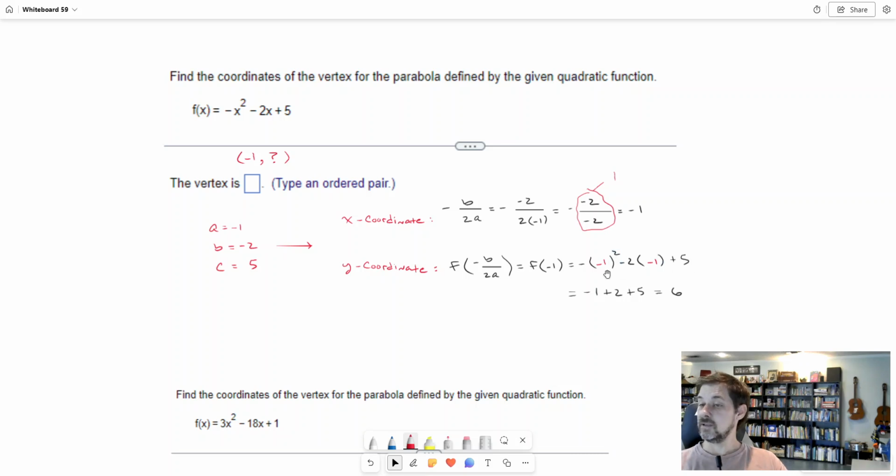-1 squared is 1, and I've got a negative in front of that. I got -2 times -1, that's 2, and then I got plus 5. -1 plus 2 plus 5 is 6. So my vertex, all right, I've got it now. It's going to be -1 is the x-coordinate, and 6 is the y-coordinate. It's a point. It can be graphed, right?